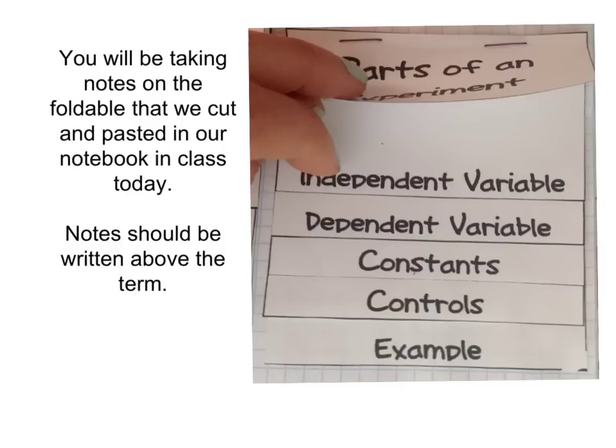Okay, so today we're going to be taking notes on the foldable called Parts of an Experiment that we cut and pasted into our notebook in class today. Notes should be written right above the term, so when we do independent variable, you want to write your notes in this area right here, right above the term, and then keep flipping your pages up as we go. Now mine looks a little different from yours because I had to edit it. I changed it a little bit, so just ignore that.